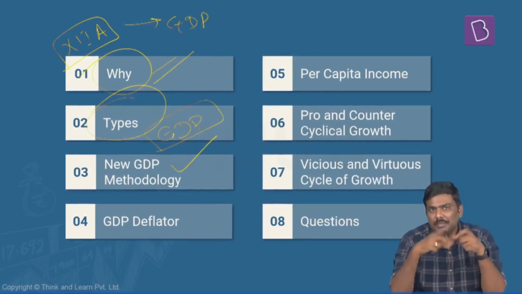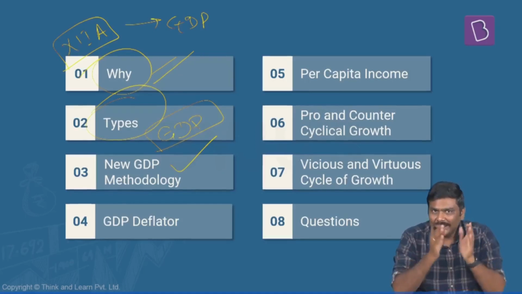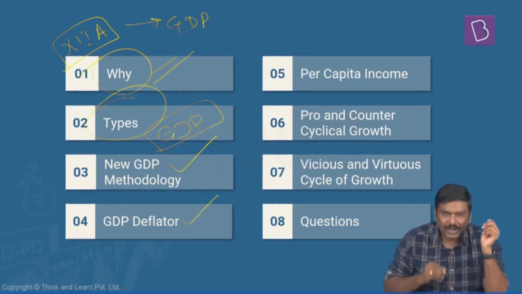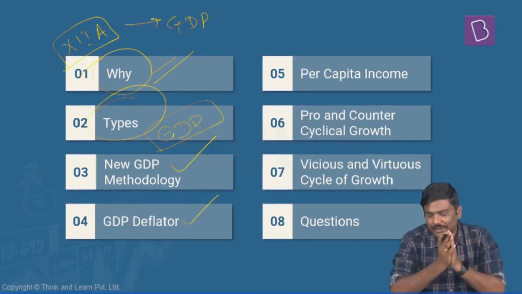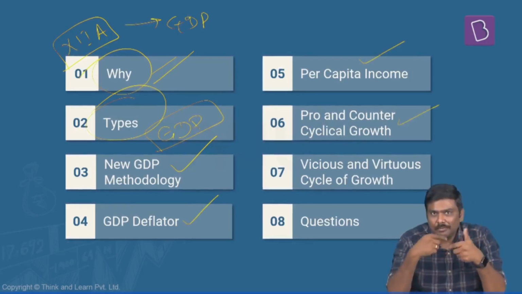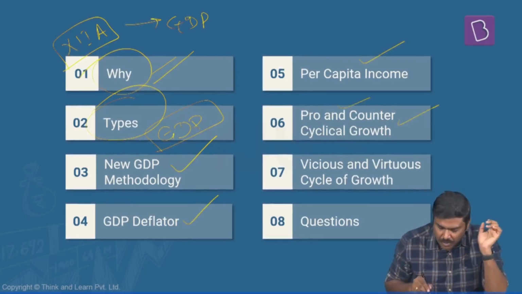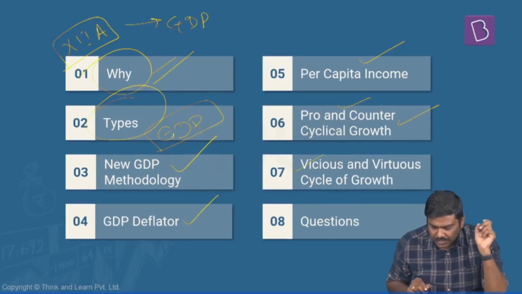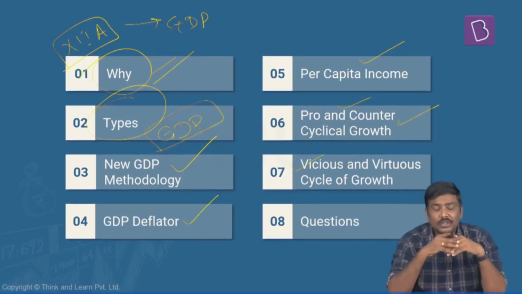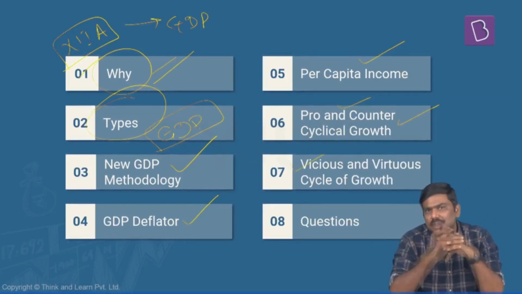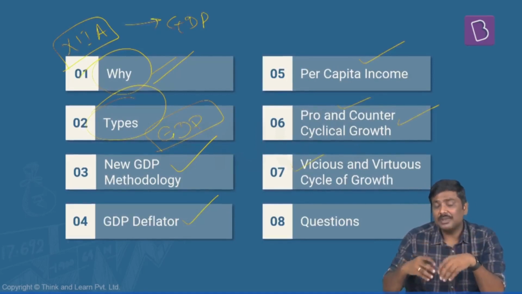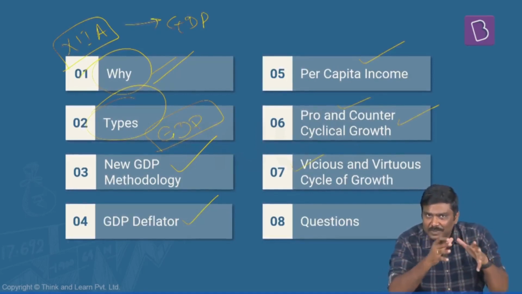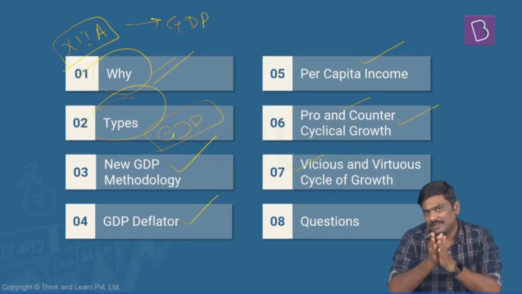And within this GDP methodology, we'll also have a look at the latest GDP methodology. Then we'll look at the concept of the GDP deflator, per capita income, the very important current affairs concepts of pro and counter cyclical growth, and vicious and virtuous cycles of growth. And once we have seen all of these concepts, we'll look at the questions which have been asked earlier in UPSC on these concepts, in the prelims as well as in mains.